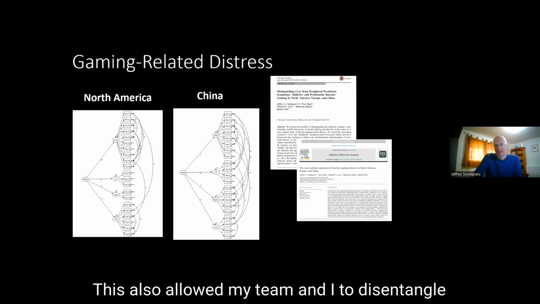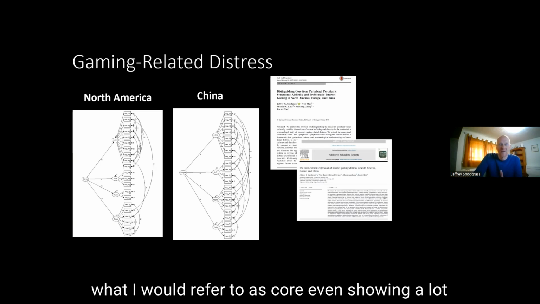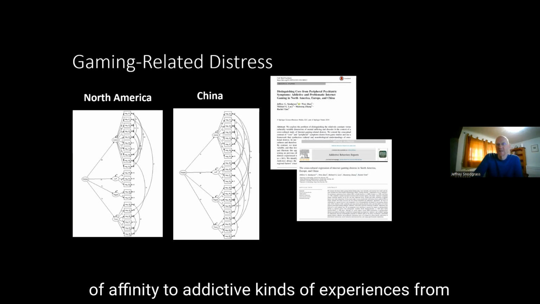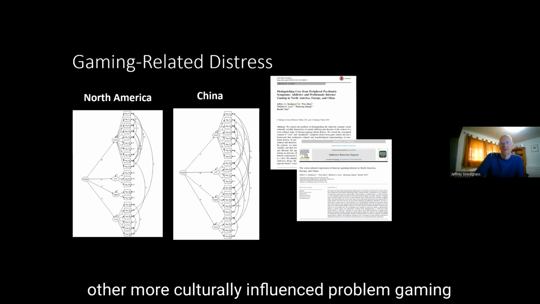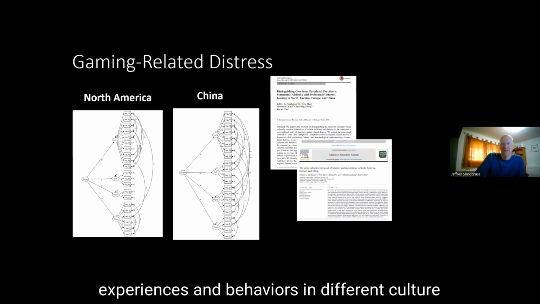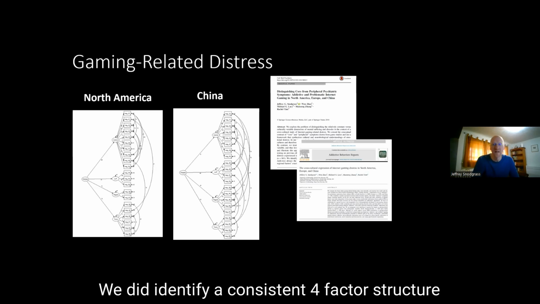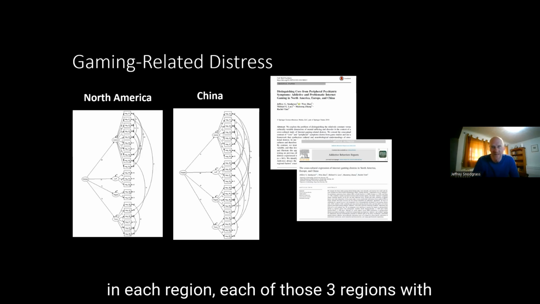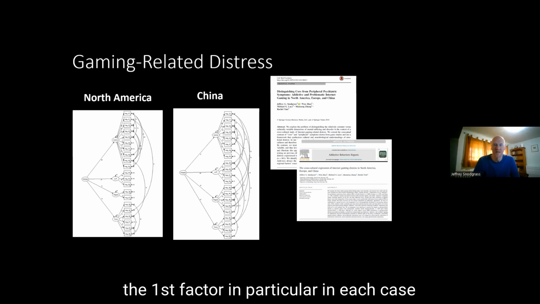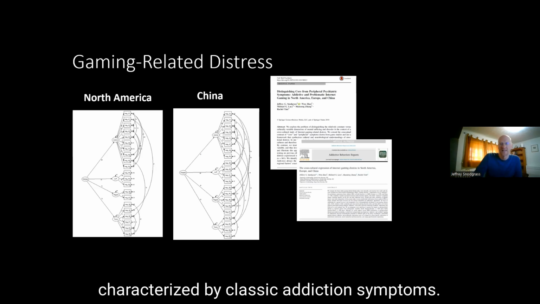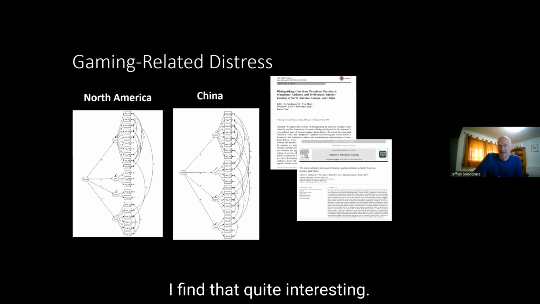This also allowed my team and I to disentangle what I would refer to as core, even showing a lot of affinity to addictive kinds of experiences, from other more culturally influenced problem gaming experiences and behaviors in different culture regions like North America, Europe, and China. We did identify a consistent 4-factor structure in each of those 3 regions, with the first factor in particular in each case characterized by classic addiction symptoms. I find that quite interesting.